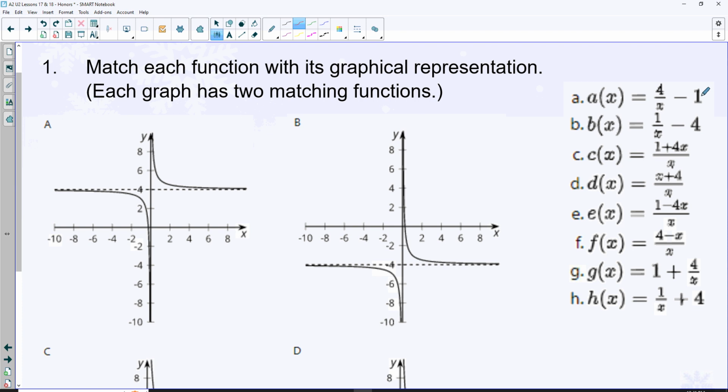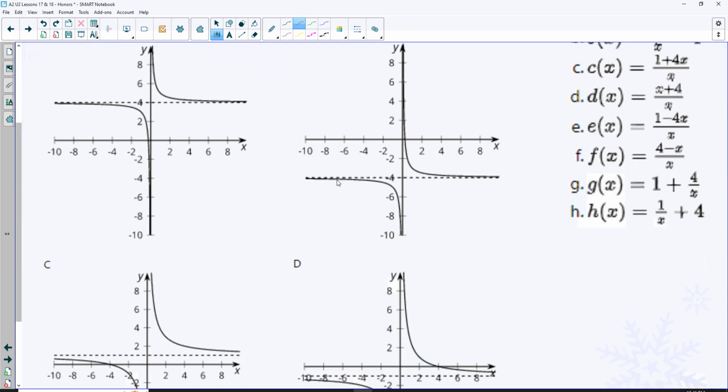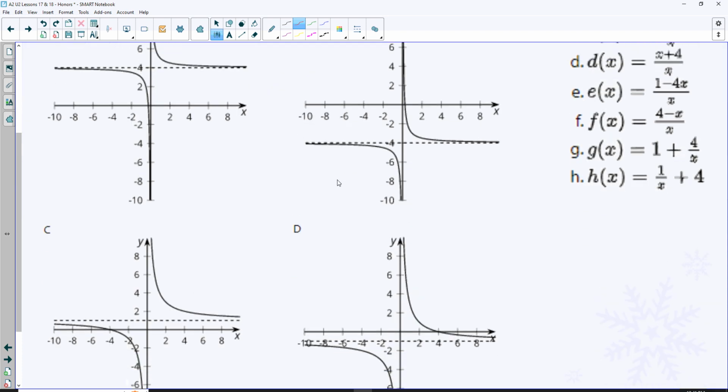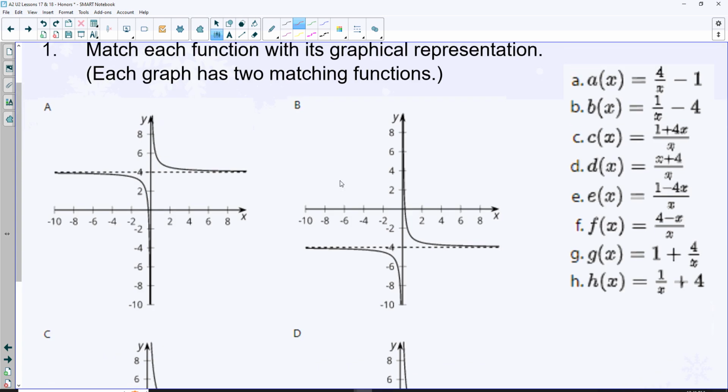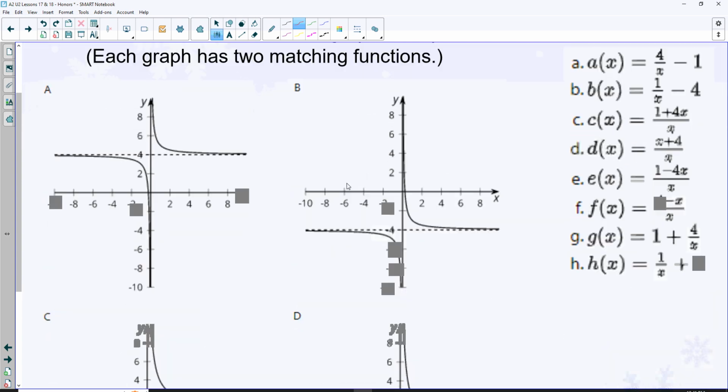So again, let's think about this, right? So x is 0. Does this have a vertical asymptote? Okay, vertical asymptote of 0, right? So if it's a vertical asymptote of 0, then it's going to have to be, looks like, oh, they all do, right? Okay, so they all have a vertical asymptote of 0. Okay, that didn't help. But 4 over x minus 1. Okay, but what does the minus 1 allow us to do?